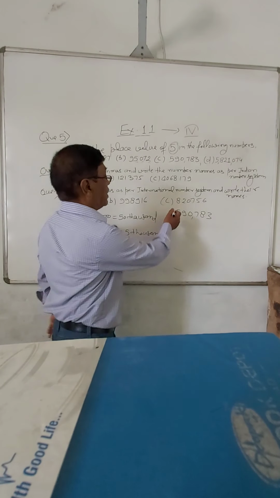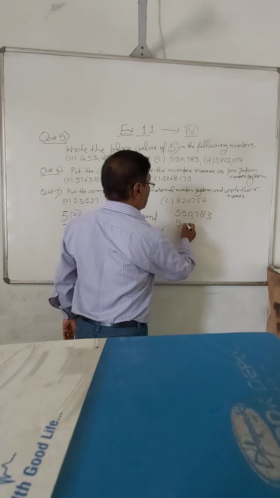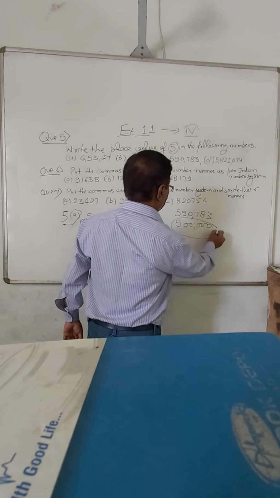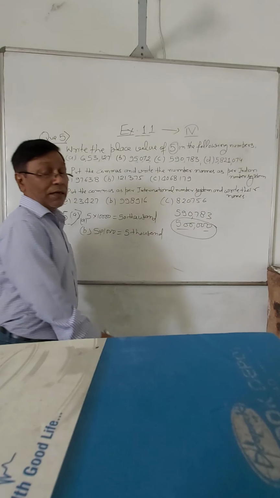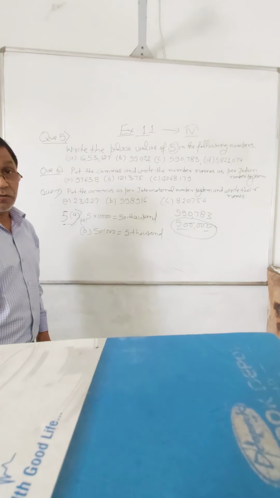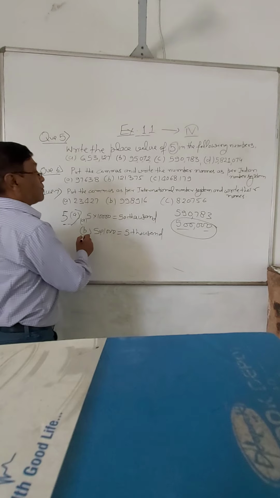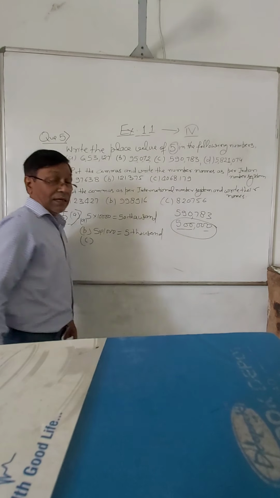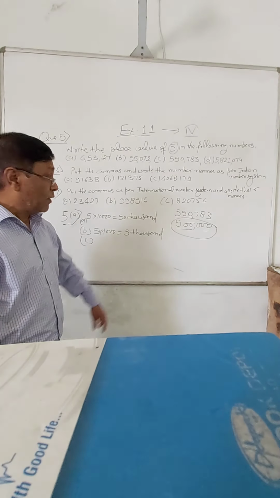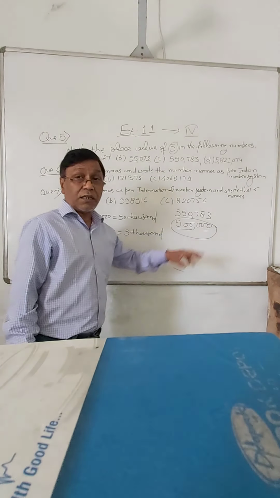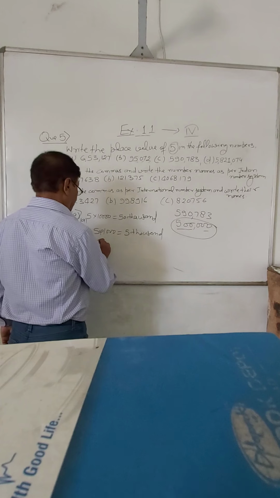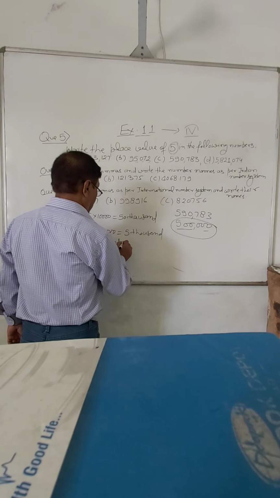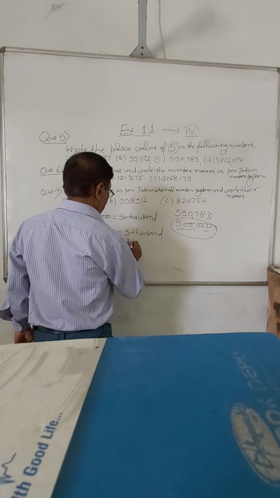100,000. So 5 into 100,000, that means put the 0 here. Accordingly 0, 0, 0. So this will become how much? 500,000. So what will be the place value of 5 in case of C? It will be read as per the international system. So this is 500,000.